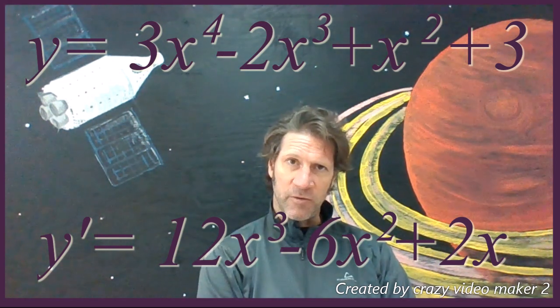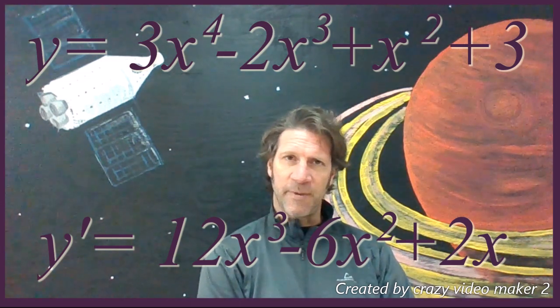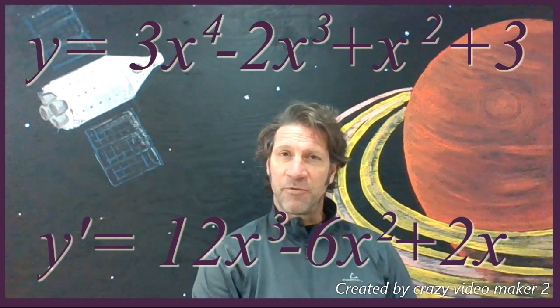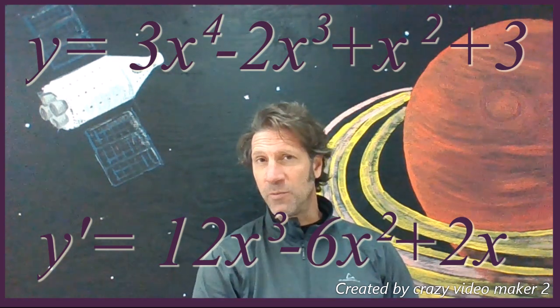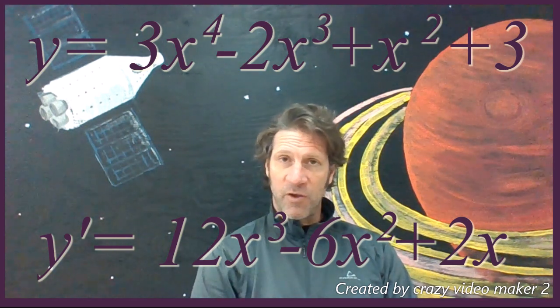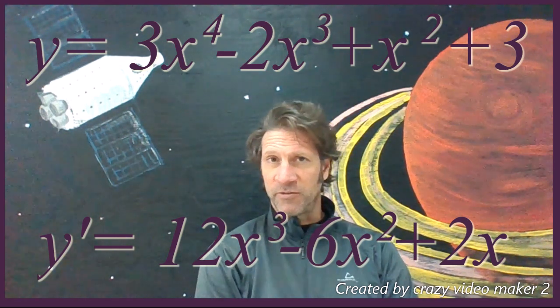And I hope one of the patterns that you noticed was that the original function had a 3x to the fourth, and the derivative had a 12x cubed. And the original function had a minus 2x cubed, and the derivative was minus 6x squared.